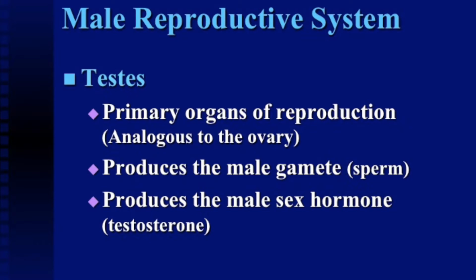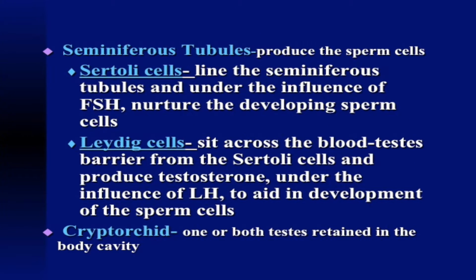Within those testes, we have the seminiferous tubules, which actually produce the sperm cells. In those, we have the Sertoli cells, which line the seminiferous tubules, and under the influence of FSH, they nurture that developing sperm. The Leydig cells sit across the blood-testes barrier from the Sertoli cells, and they really produce the testosterone. And under the influence of LH, or luteinizing hormone, they aid in the development of the sperm cells as well.